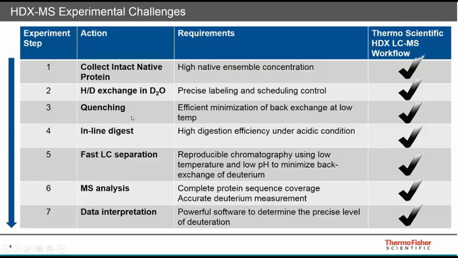The quenching step will stop the labeling and minimizes the back exchange when the protein is kept at low temperature. The inline digestion is required to be performed at low temperature and also under the acidic conditions that are provided by the quenching step. Fast chromatographic separation is required also to prevent back exchange, so one needs to have fast chromatography. It also has to be reproducible. It has to be performed at low temperature and also low pH.